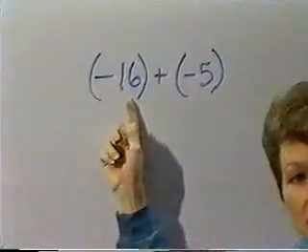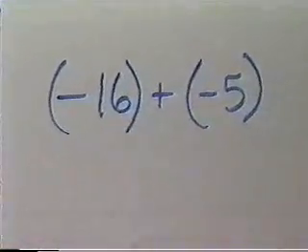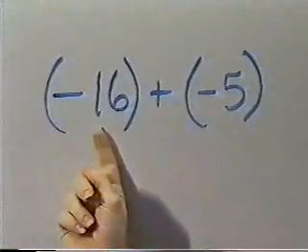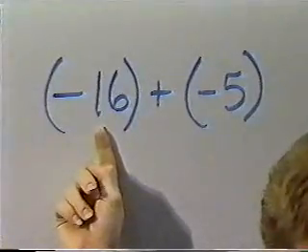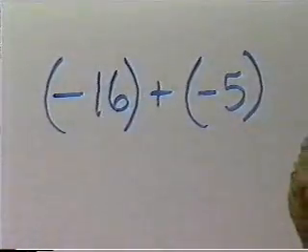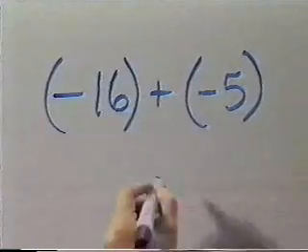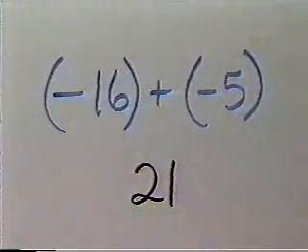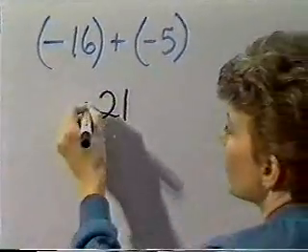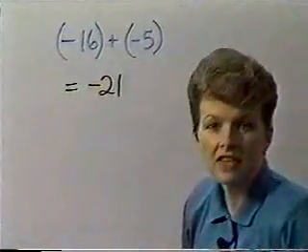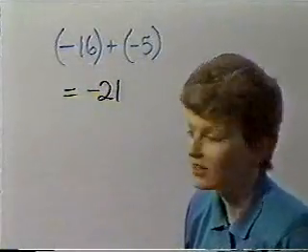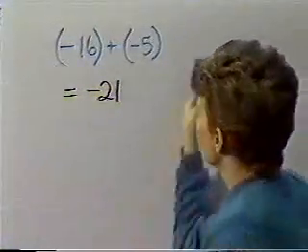First, I have negative 16 plus negative 5. So I'm adding 2 numbers with like signs. When adding 2 numbers with like signs, add their absolute values. The absolute value of negative 16 is 16, and the absolute value of negative 5 is 5. 16 and 5, that's 21. So I've added the absolute values and keep the sign of the 2 numbers. That would be negative. So my answer is negative 21. This is an example of adding 2 numbers with like signs. All right, let's look at another example.